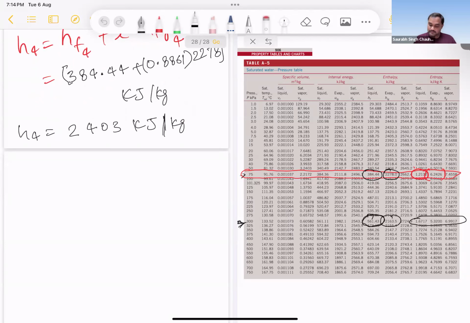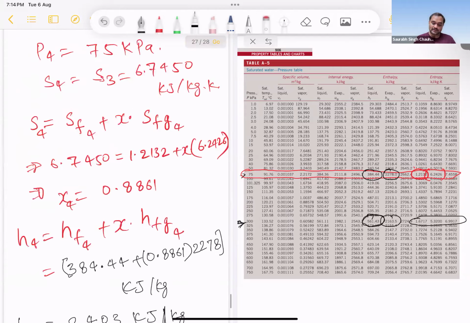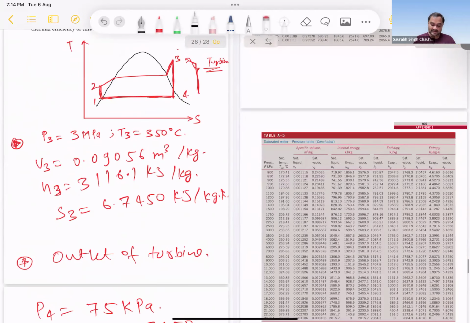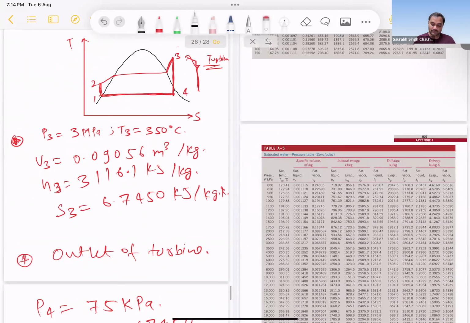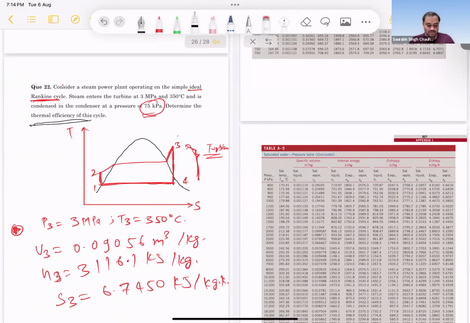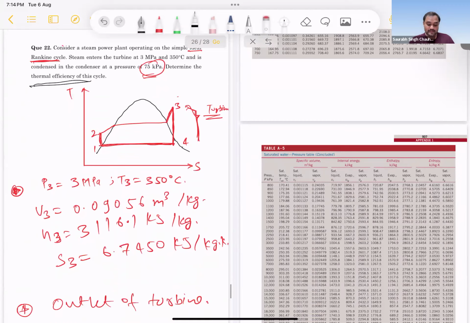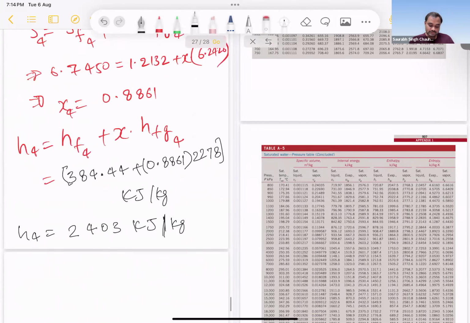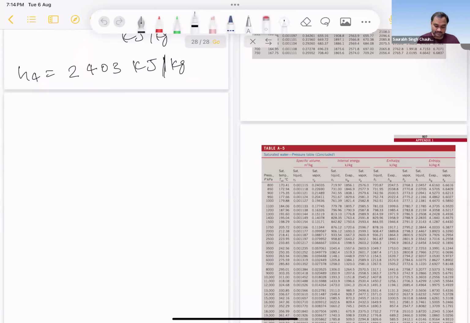Okay, so we have found the values at points 3 and 4. What else do we need? What do we have to find? We have to find the thermal efficiency. To calculate the thermal efficiency, what do we need? We need net work output and net heat input.